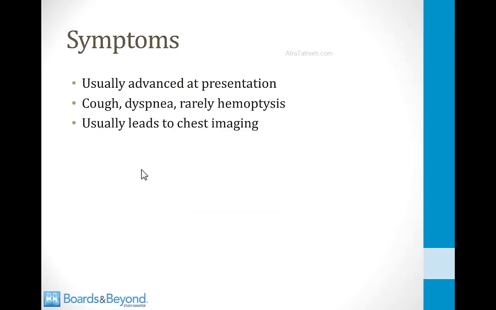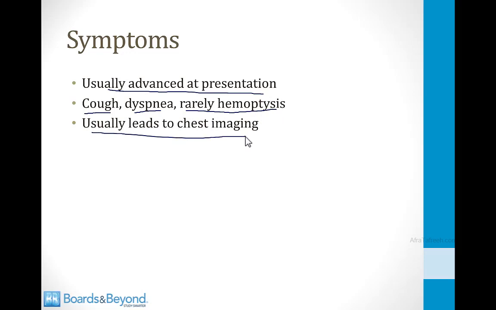Lung cancer is usually pretty advanced by the time symptoms develop. So most people are not detected when they have a very small tumor. They're often detected when it's large and unfortunately metastatic. The symptoms are usually related to the lungs, so they will have cough, maybe shortness of breath. Sometimes the tumor bleeds or it grows into a blood vessel, and this leads to hemoptysis. And when patients have these symptoms, this usually leads to chest imaging.